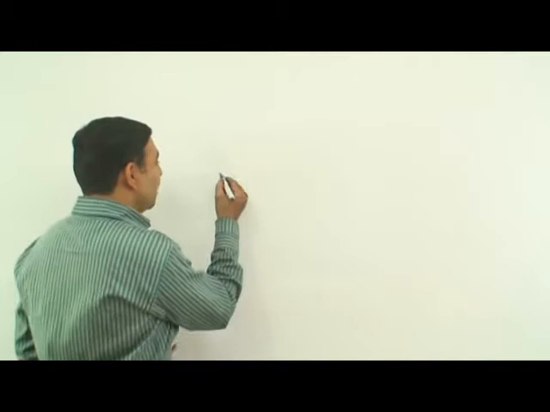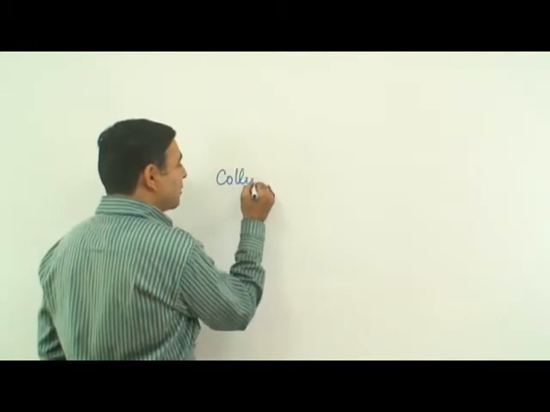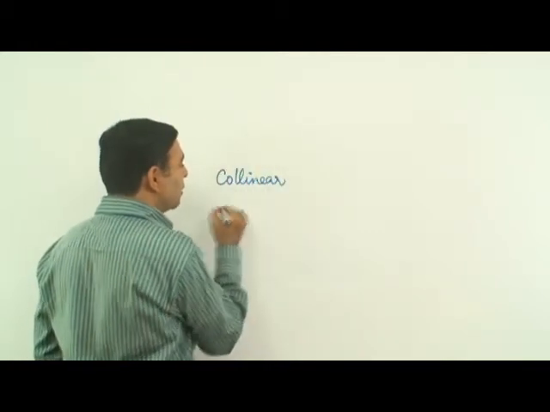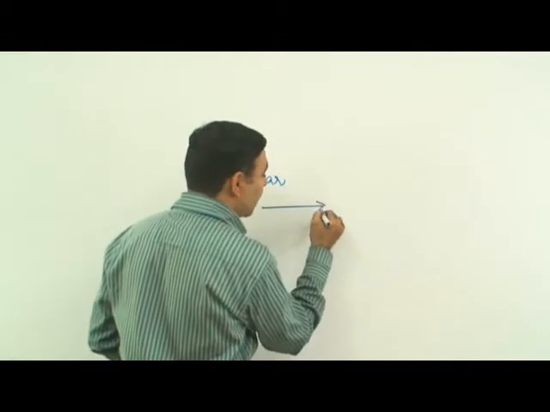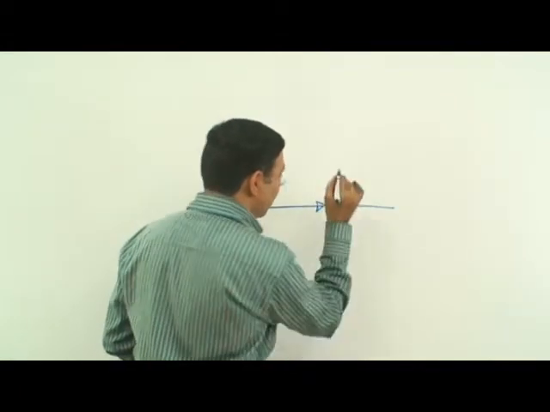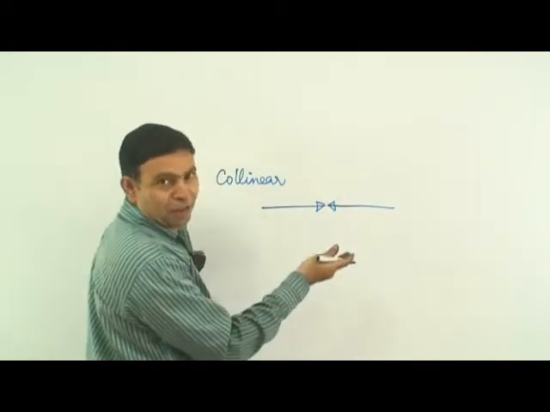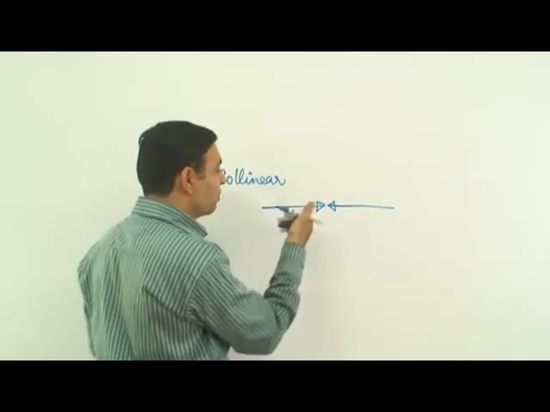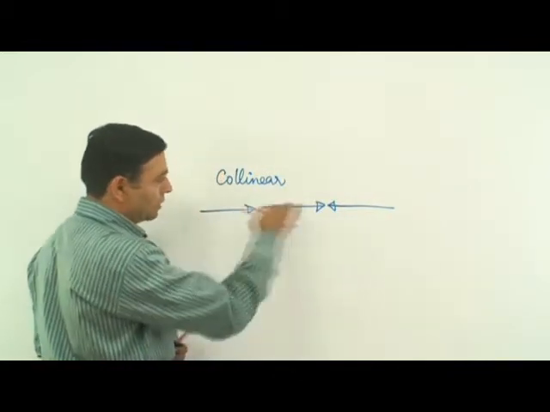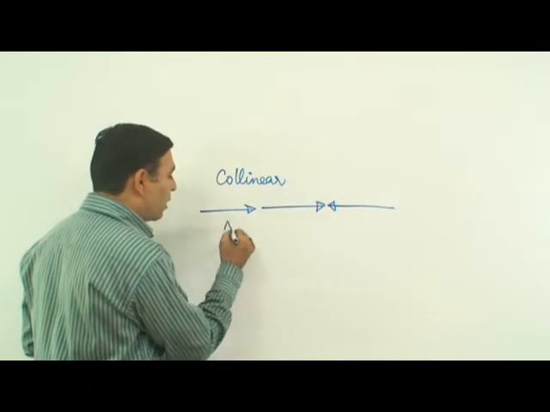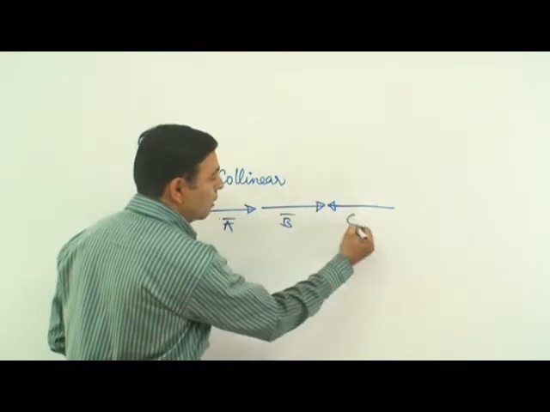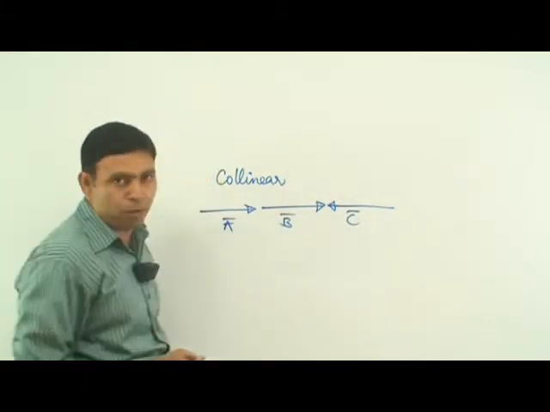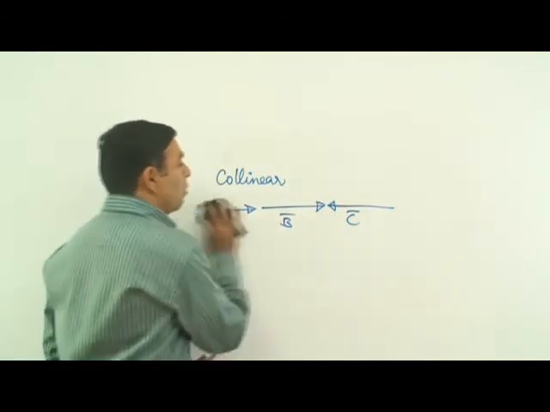Next, collinear vectors. As the name is very clear, collinear means vectors acting along the same line. They need not be in the same direction; they could be in the same direction or opposite direction, but they will be acting along the same line. Vectors acting along the same line are collinear. Here A, B, C are collinear vectors.